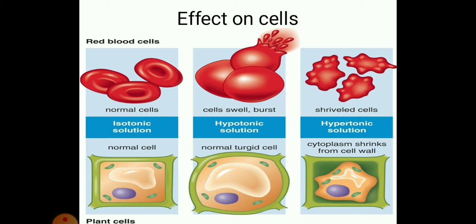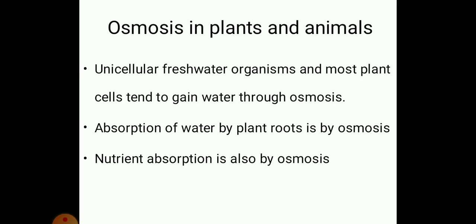But in case of plant cell, you can see that because of the presence of cell wall, it can withstand much greater concentration when compared to the animal cell. Osmosis is very useful to plants and animals for absorption of water, nutrients and mineral salts.